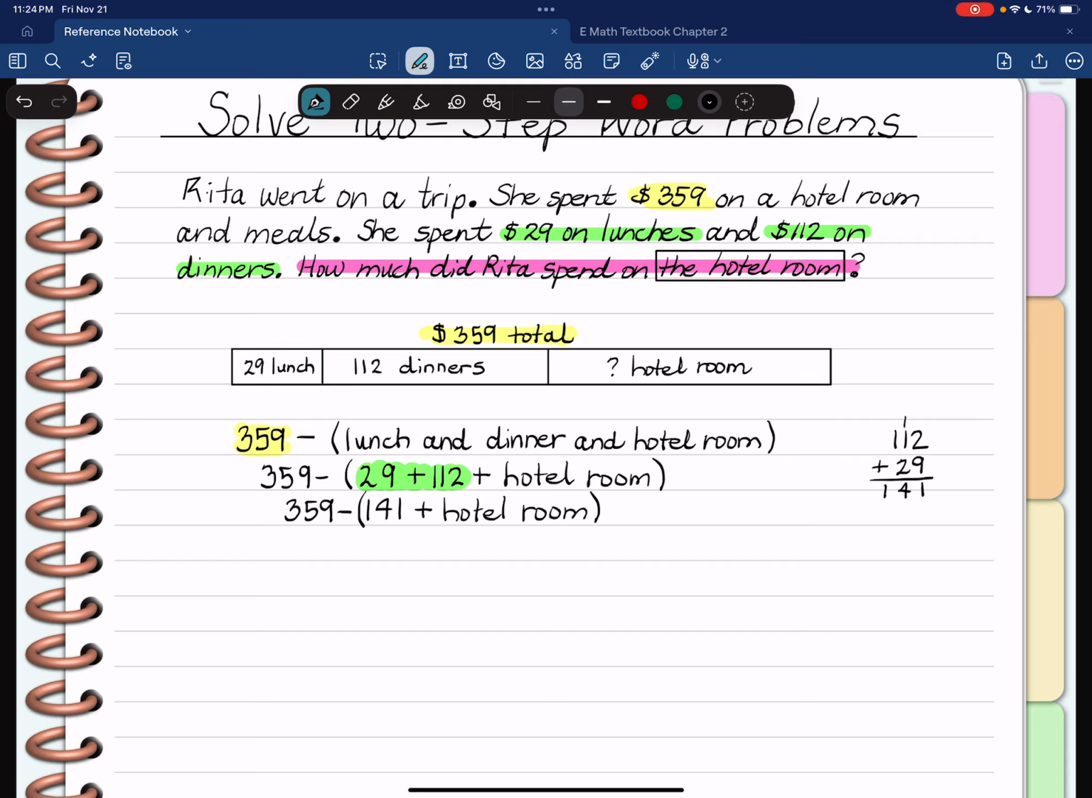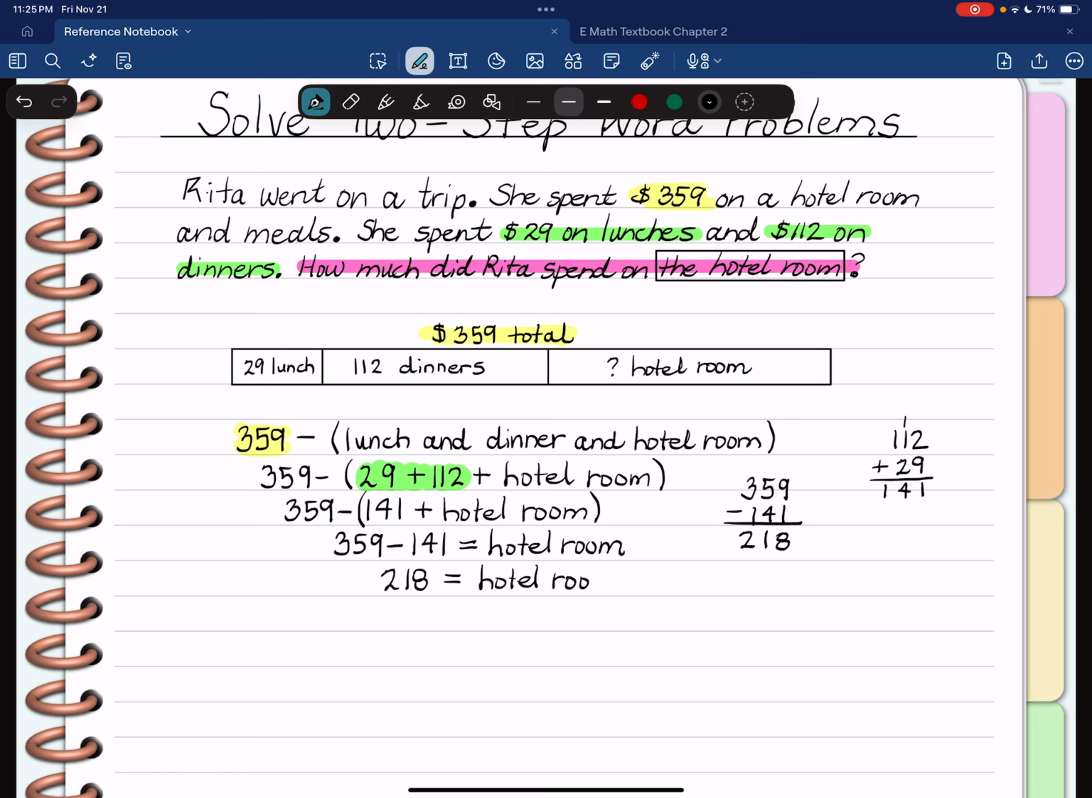So what we can say right here is that the 359 minus the 141 is going to equal the hotel room. And now we need to do that problem. So we have 359 minus 141 is going to be an 8, a 1, and a 2. So $218 is the price of the hotel room.